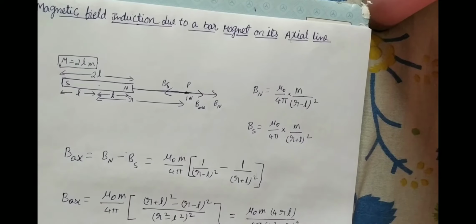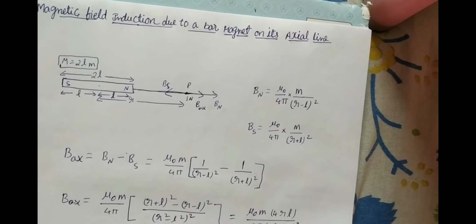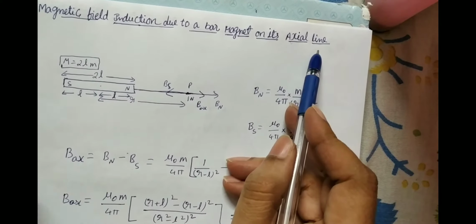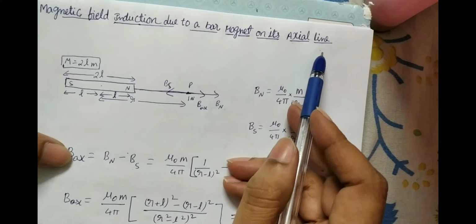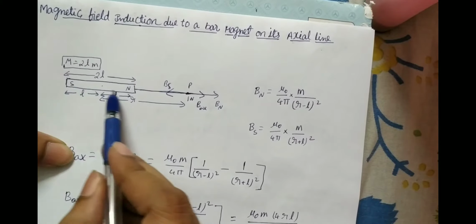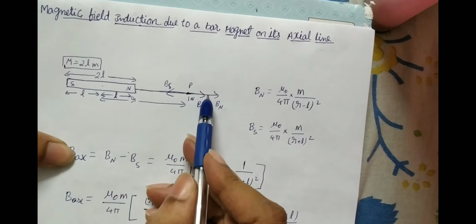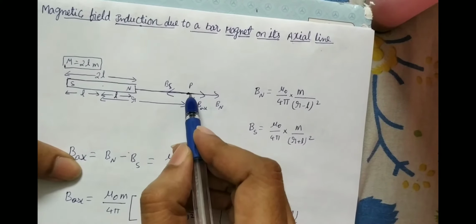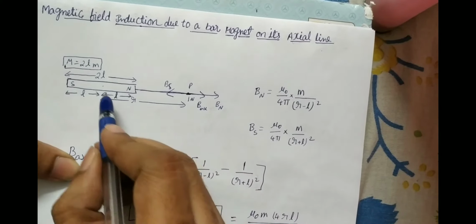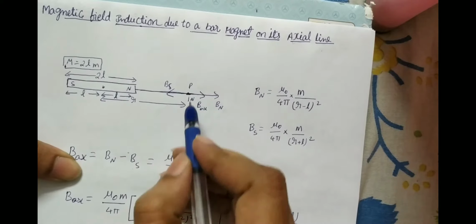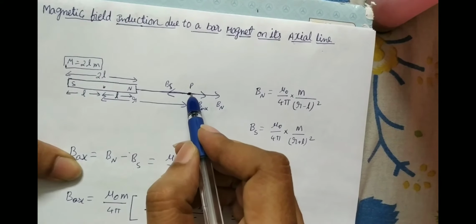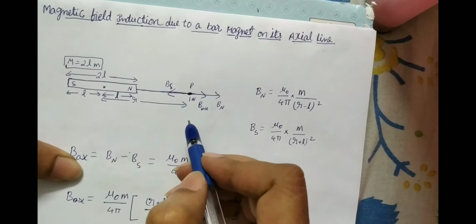Say about magnetic field induction due to a bar magnet on its axial line. What is the axial line? The line passing through the north and south poles of the bar magnet, nothing but the axis of the magnet. If you take a point P here, which is r distance from the center of the magnet, what is the resultant field intensity, or resultant field induction, at this particular point?